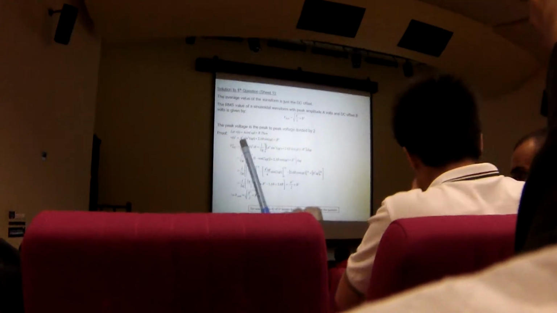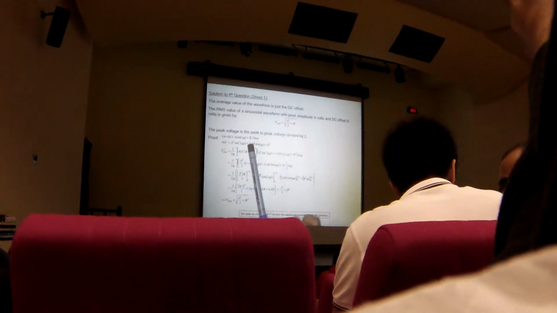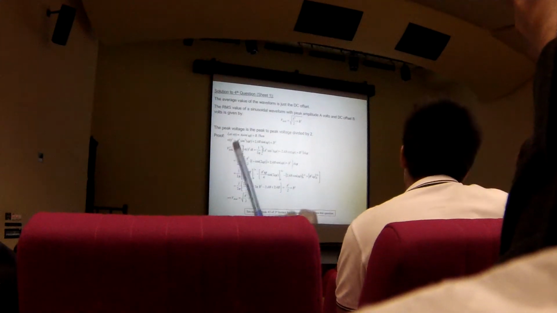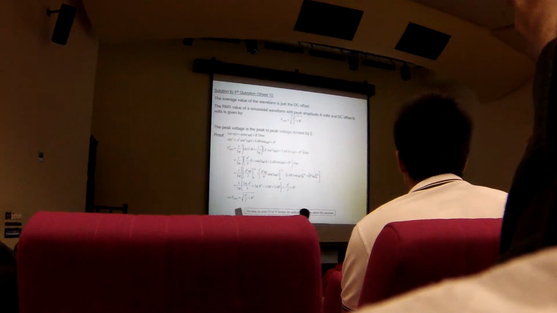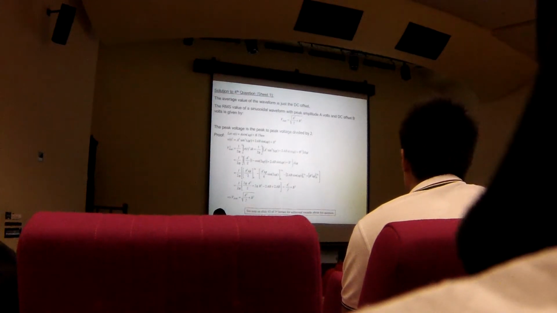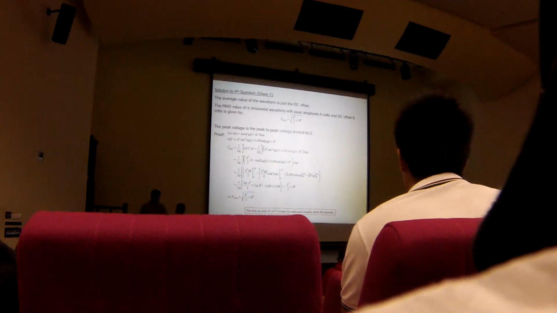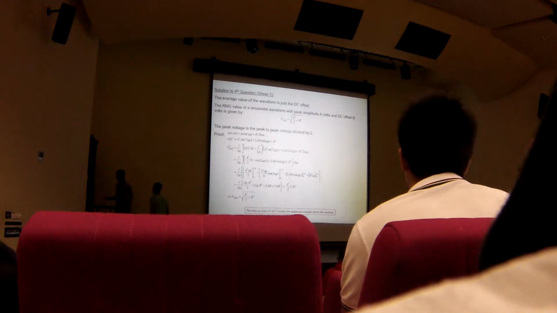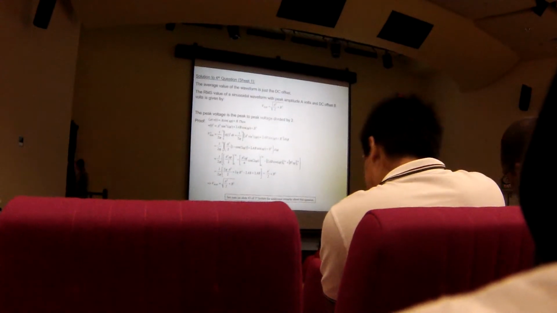So now you have a sinusoidal waveform A sine omega t plus a DC offset B. What you do to calculate root mean square is you do a square. We've gone through this before. Do your integration, and then you end up with a root mean square voltage. This is very straightforward, a sinusoidal waveform, right?